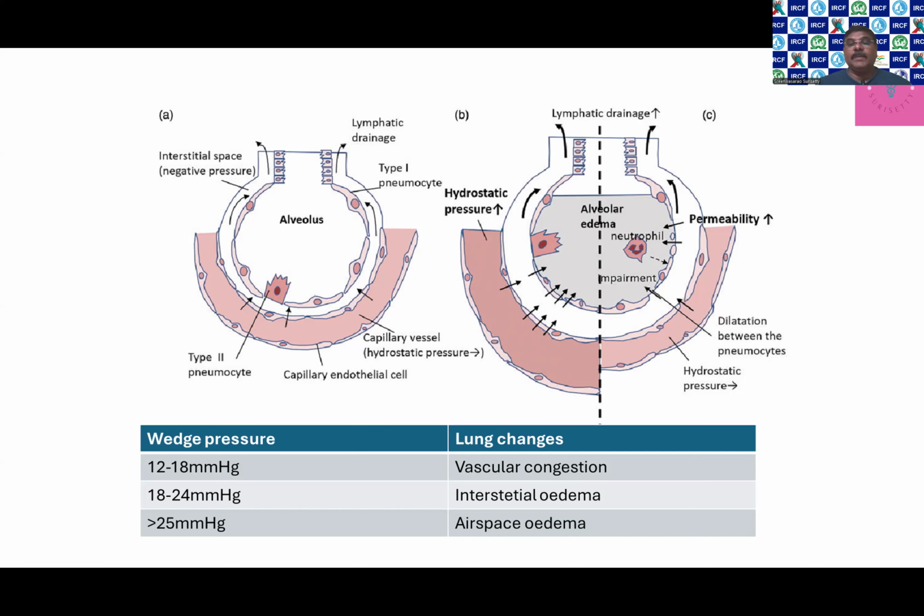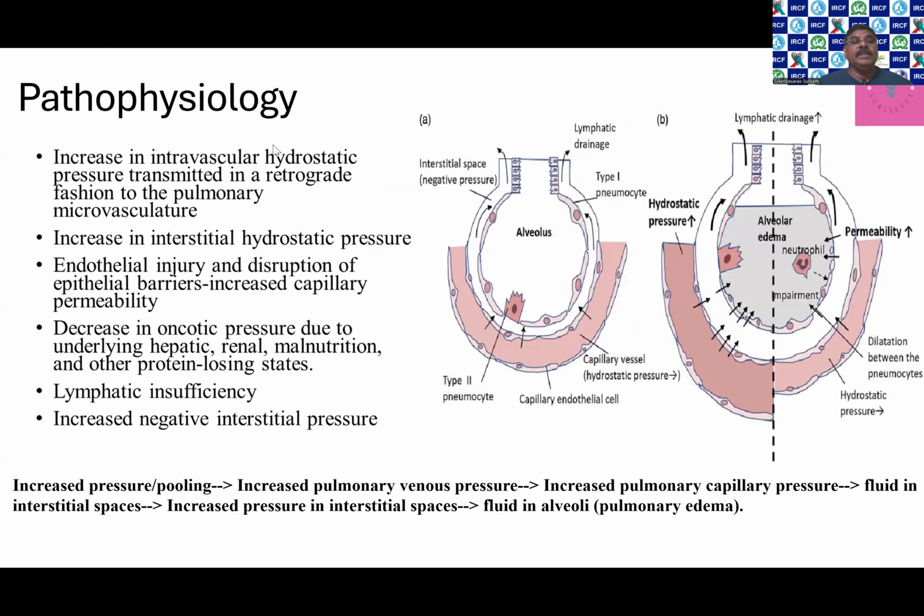Now briefly, what are the different reasons for pulmonary edema? First, an increase in intravascular hydrostatic pressure, transmitted in a retrograde fashion to the pulmonary vasculature. That is the main important cause of pulmonary edema. Second, an increase in interstitial hydrostatic pressure, which will lead to pulmonary edema. Third, endothelial injury and disruption of endothelial barriers, which increases capillary permeability.